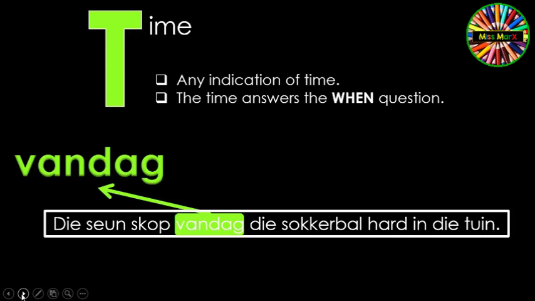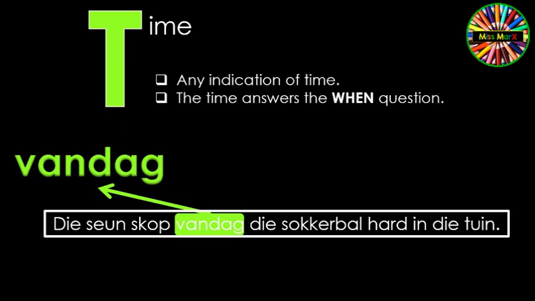Immediately after verb 1, we will always have the time word. It's any word that tells you if it's present tense, past tense, or future tense, but at the moment we're only looking at present tense sentences. So it will be time words like, for example, vandag. The time word is also the answer to the when question.